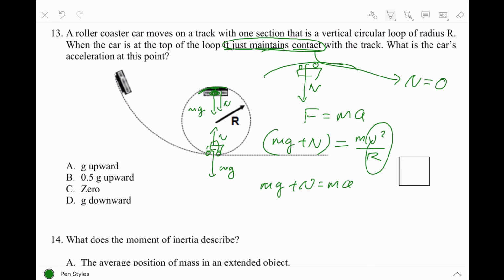Now this is the hard bit about engineering and physics. You have to know how to convert the idea, the statement, the observation into mathematics. All right. So you have to know when it just maintains the contact, it means there's no normal reaction, and it means N equals 0. So N equals 0. So you cancel. So a is equal to g. All right. The g, of course, is downward. So g downward is D.